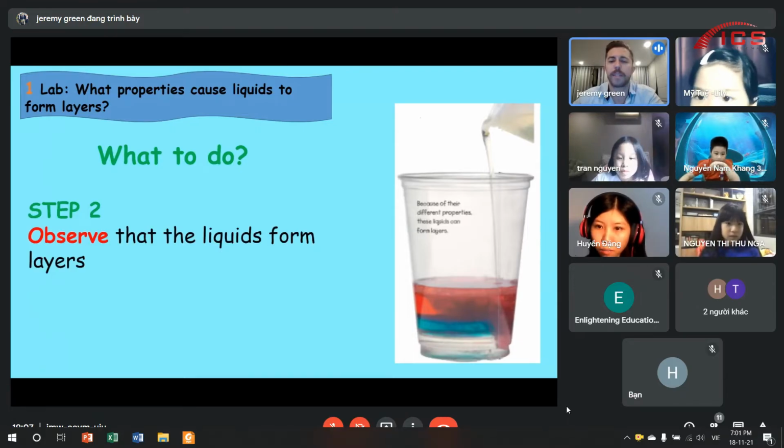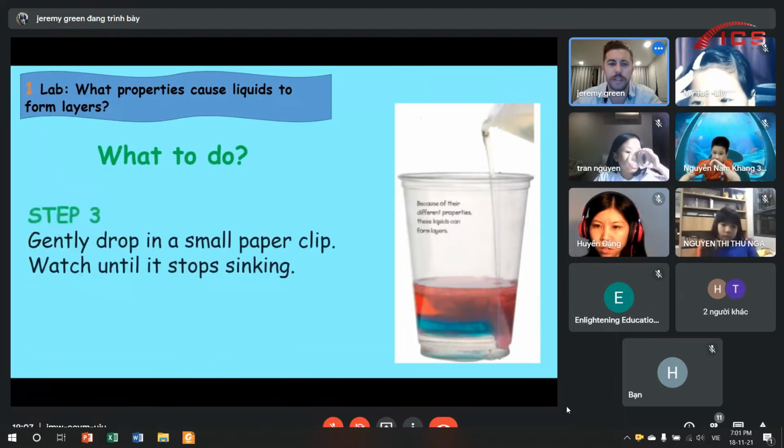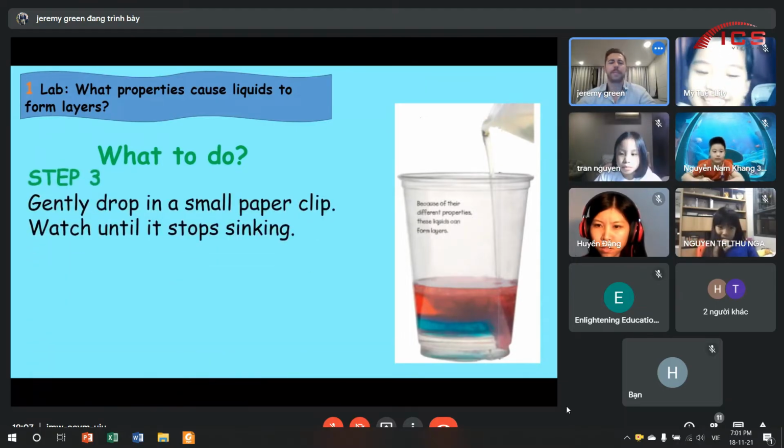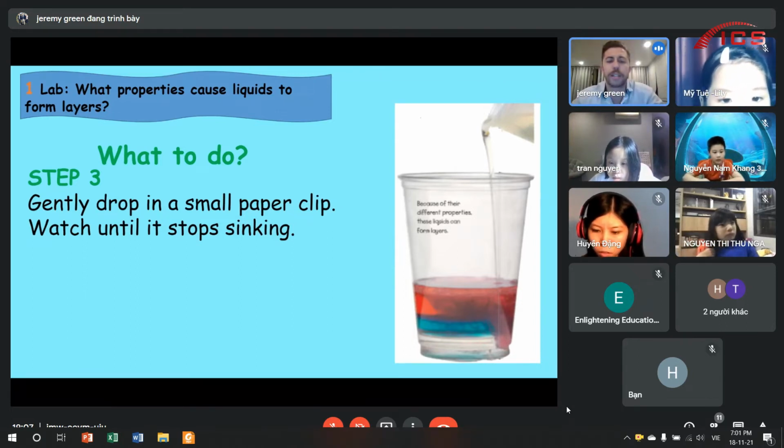Okay, step number 2, we observe that the liquids form layers. You will see that they form different layers. I wish I had some more liquids here. I don't have all these liquids. Okay, step 3, we gently drop in a small paper clip and watch until it stops sinking.